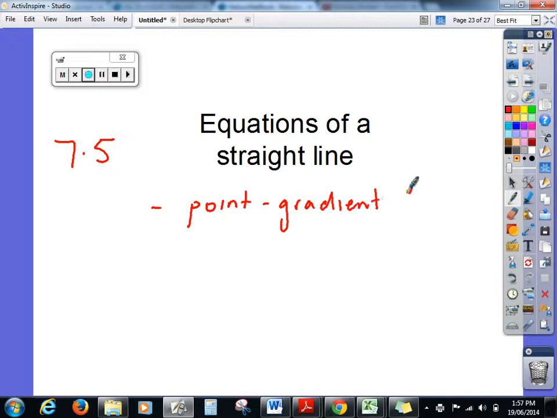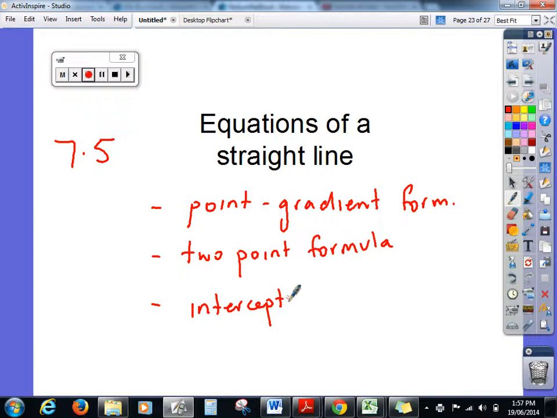So the point gradient form. Then there is the 2-point formula, which is a lot of work for an often incorrect answer. And the last one is the intercept form. And the intercept form is so rarely used, it's not worthwhile memorising.